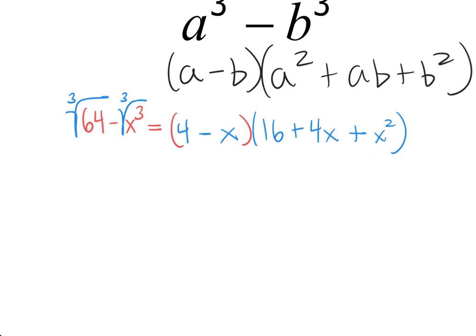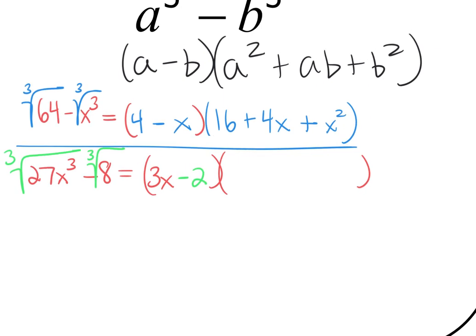So now we're plugging that in to our pattern. Your A is 3x. Right here, A squared, that's 3x squared. 3x times 3x, we get 9x squared. Keep that plus sign. Then it's A times B. 3x times 2 is 6x.